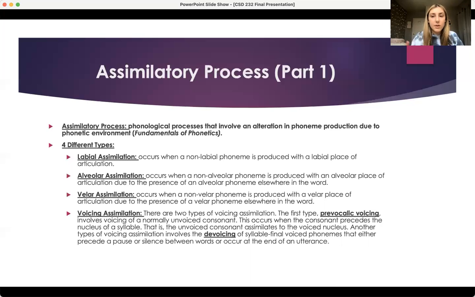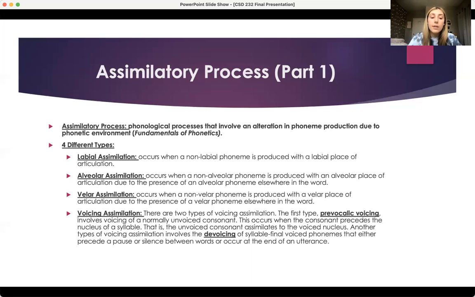I know these definitions are similar. And then last but not least, we have voicing assimilation. I learned that there are actually 2 types of voicing assimilation. The first type is prevocalic voicing, which involves voicing of a normally unvoiced consonant. This occurs when the consonant precedes the nucleus of a syllable. That is, the unvoiced consonant assimilates to the voiced nucleus.